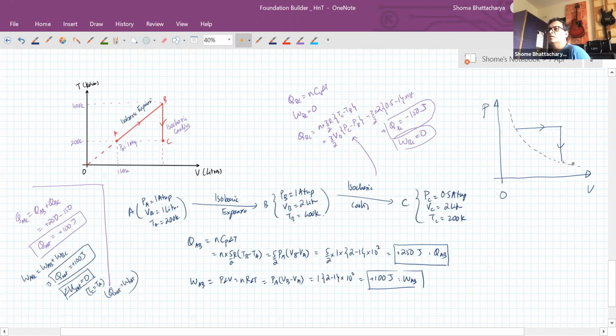So this isotherm was at 200 Kelvin. This isotherm is at 400 Kelvin. No wonder our net change in internal energy is zero, because we are coming back to the same isotherm.